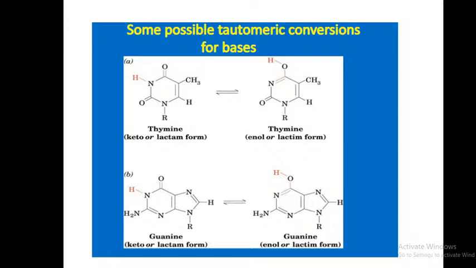And in tautomerization, we have seen that as a result of the change from keto to enol form of these bases, there is a chance for improper pairing of the bases.